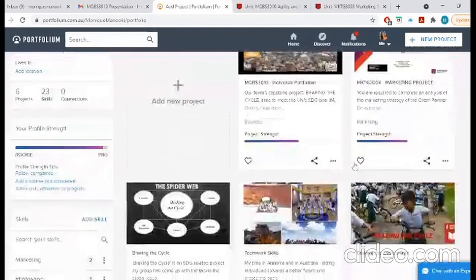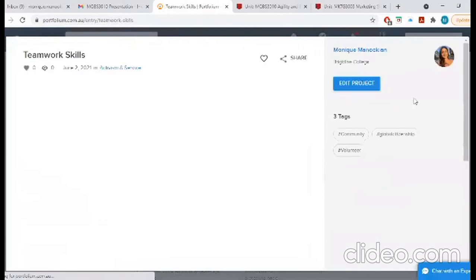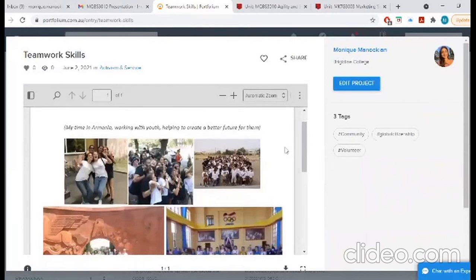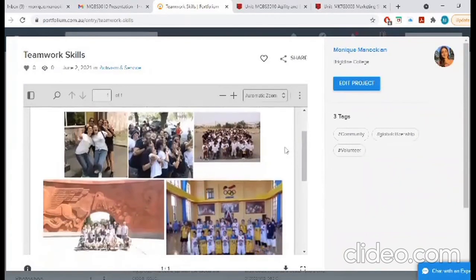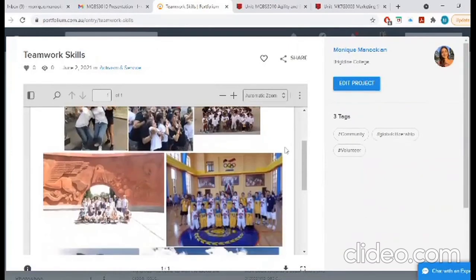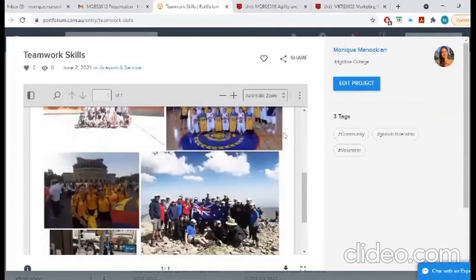I began developing my teamwork skills from a very young age, participating in multiple Armenian community activities, including scouting, sporting, and youth groups. These experiences have allowed me to travel overseas to developing countries where I have been privileged enough to work and meet with children and adults who live less fortunate lives than we do here in Australia.